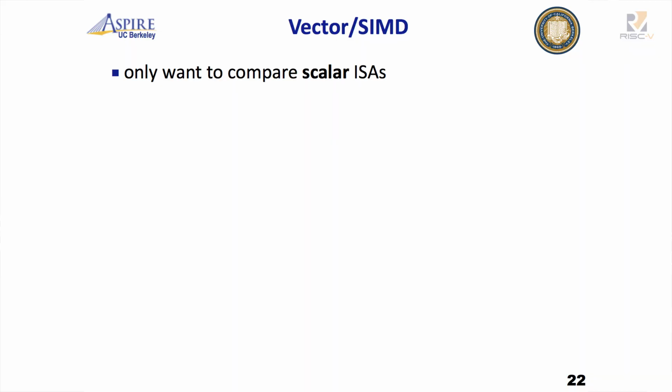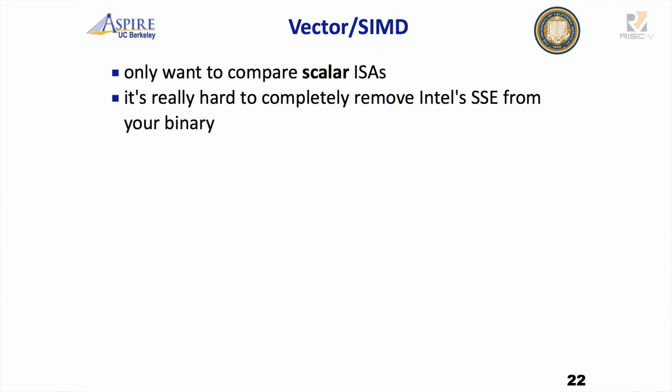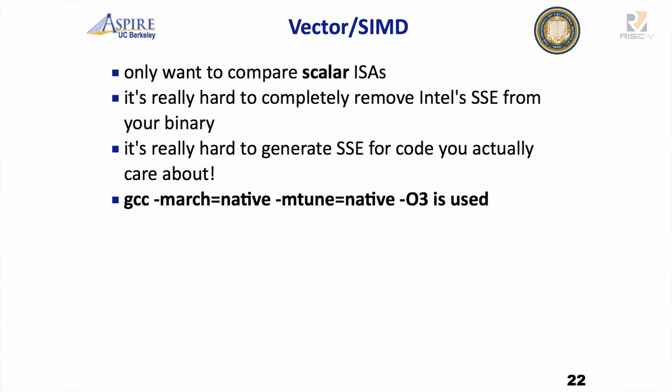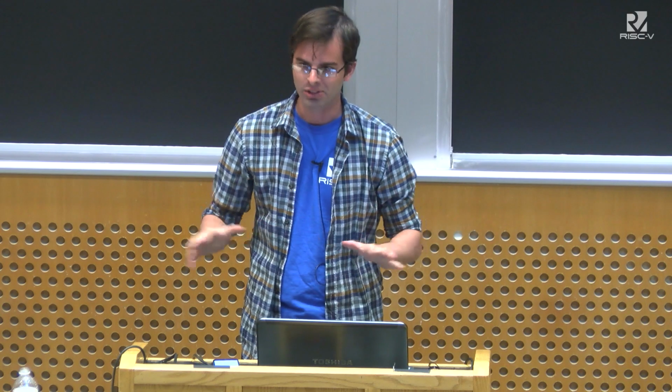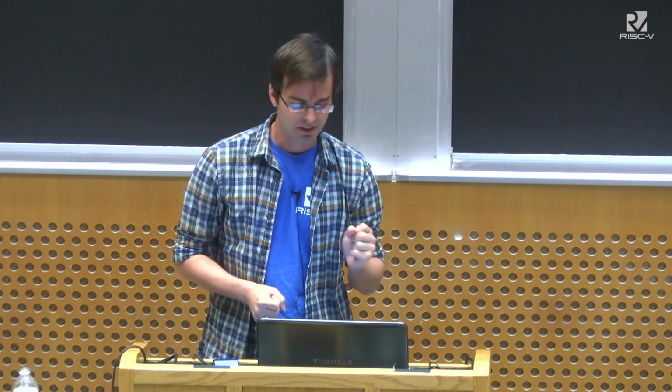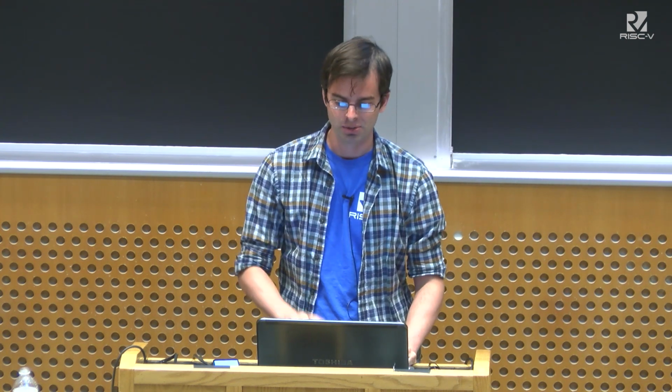As a point, we don't have a vectorized SIMD extension in RISC-V yet, and our interest today is in comparing scalars. Unfortunately, it's really hard to remove Intel's SSE SIMD from your binary. On the plus side, it turns out it's really hard to get it to actually use it properly. So for this, I just use -march=native, -mtune=native, -O3, and there's almost no SSE whatsoever in the binary. I will mention the one example where there is some generation.